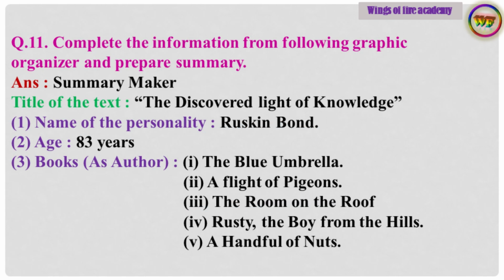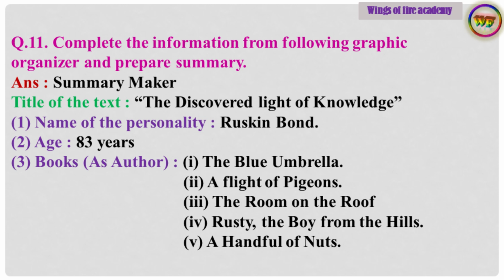Question 11. Complete the information from the following graphic organizer and prepare a summary. Answer. Summary maker. Title of the text: The Discovered Light of Knowledge. Point 1. Name of the personality: Ruskin Bond. Point 2. Age: 83 years. Point 3. Books, as author.